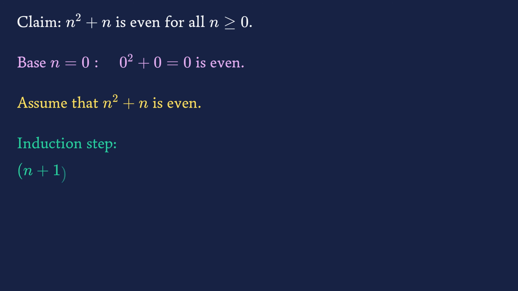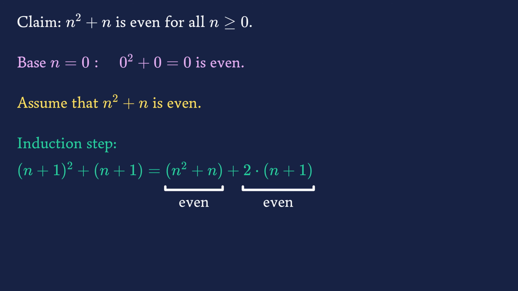For the induction step, we look at the expression with n plus 1 in it. The general idea is to expand this and rearrange it such that the n expression from the assumption becomes visible. Here we do that by using the binomial formula on the left. We put everything we see in the assumption together and move everything else to the side. The first part is now even by the induction assumption, and the right is even because it is a multiple of 2. So we are done.